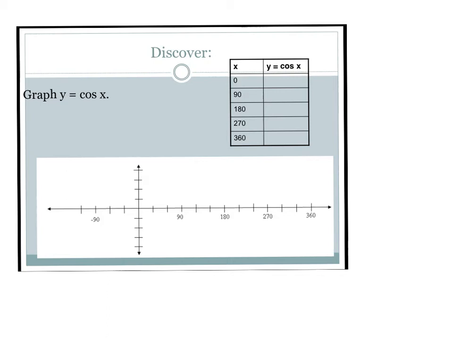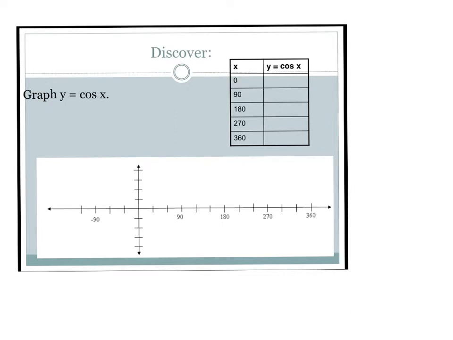Okay, so in this video we're going to go ahead and graph cosine. And in the previous video we discovered how sine was graphed. So this one might be a little bit easier. So what I'd like for you to do is pause the video, and then when you come back I'll go through and I'll explain how I found these values.